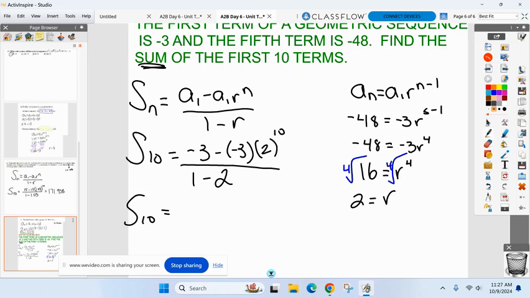Oh, I see how we got it wrong. I did 10 minus 1. Okay, I'm going to put this all in one fraction like I've been taught. -3 minus (-3)(2) raised to the 10th over 1 minus 2: -3,069. Yes. We're good?